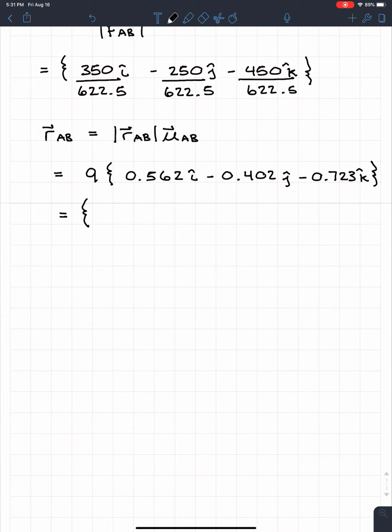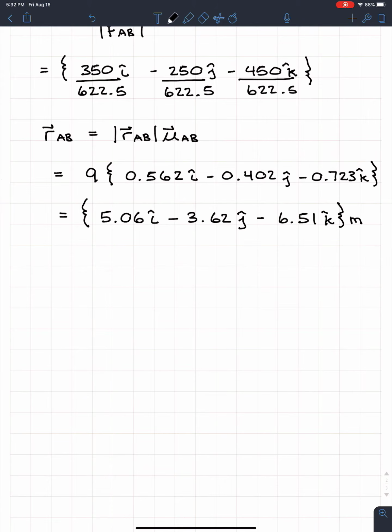So what we end up with is RAB is equal to 5.06i minus 3.62j, and then of course minus 6.51k. Now this is a position vector, so it has units, and since we multiplied by 9 meters, the units of this position vector are also going to be in meters.